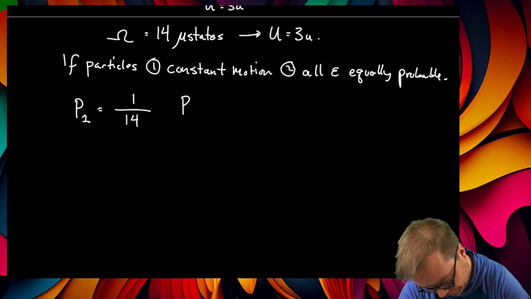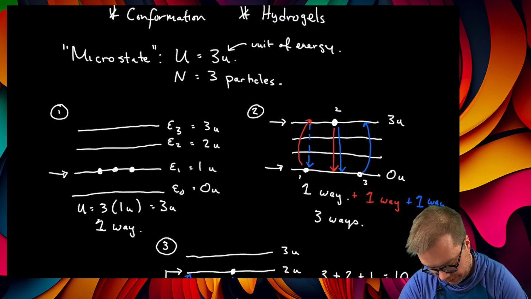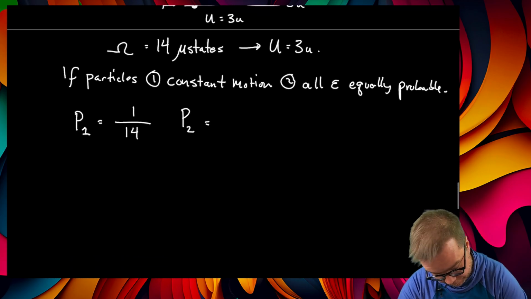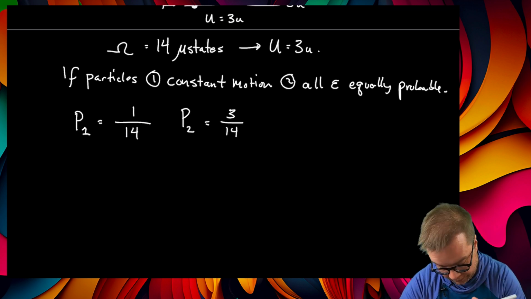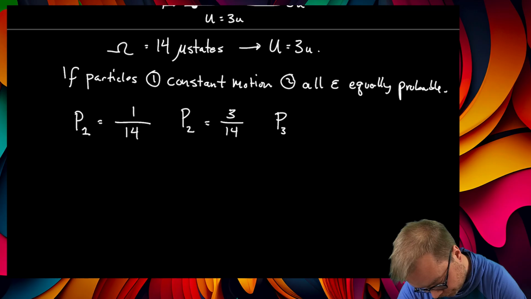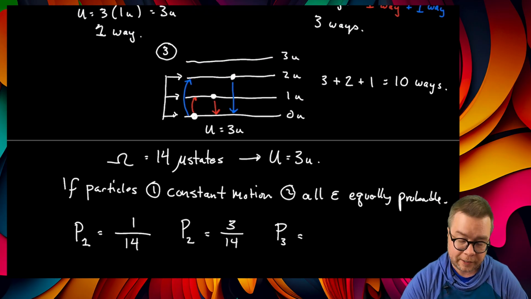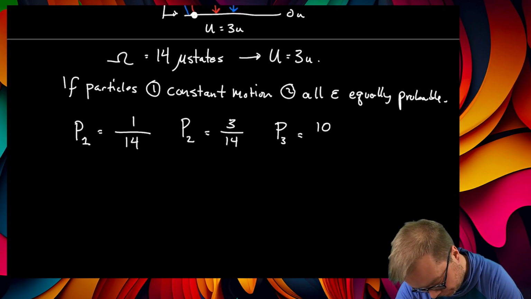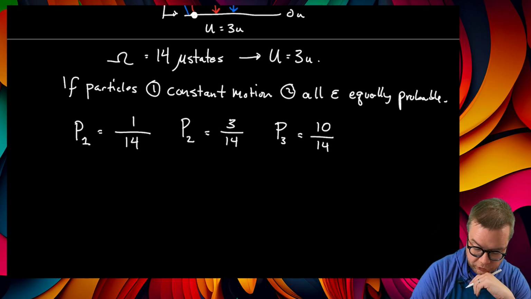The probability that the particles will be in the second configuration, where I have 2 particles in the lowest energy level and only 1 particle in the top energy level, there's 3 ways to do that out of 14 total microstates. And if I look at the third one, where the particles are all spread out and they're all in their own energy levels, there's 10 ways to do that, out of 14, again, total microstates.